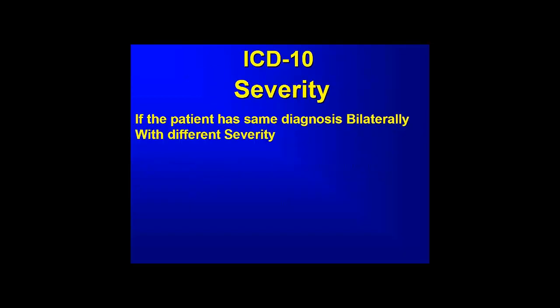Severity. Let's go back to that POAG example, or even the low tension glaucoma. If the patient has glaucoma bilaterally and different severity levels, you would code the worst eye. Always code the worst eye. So it actually saves you on how much you have to code. So you don't have to, in the case of low tension glaucoma, code the low tension glaucoma, left eye moderate, right eye severe. You can simply code bilateral and severe.